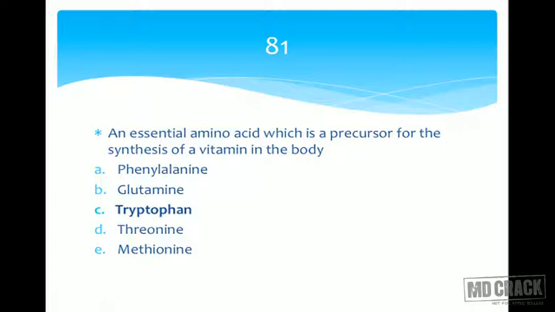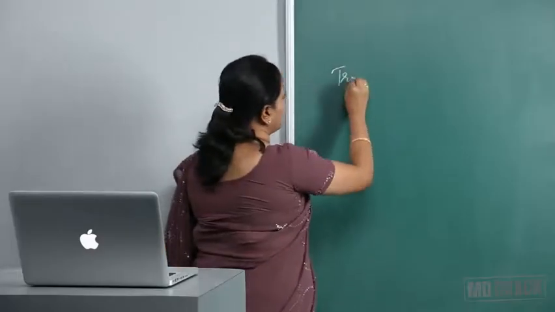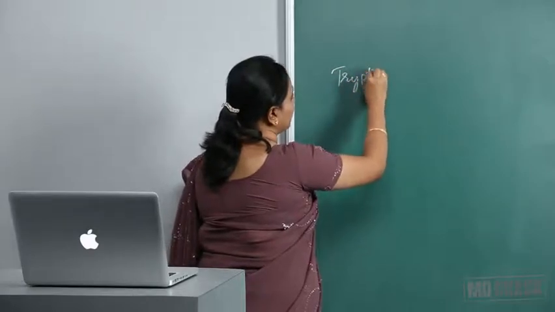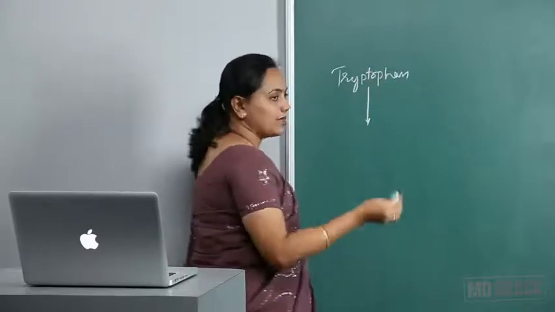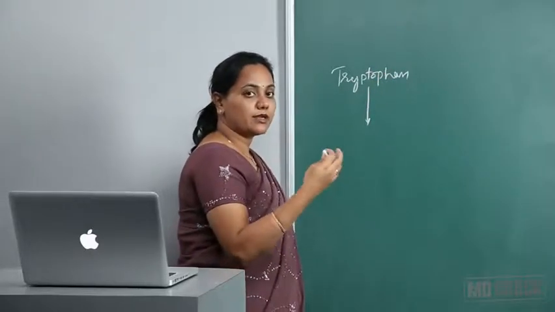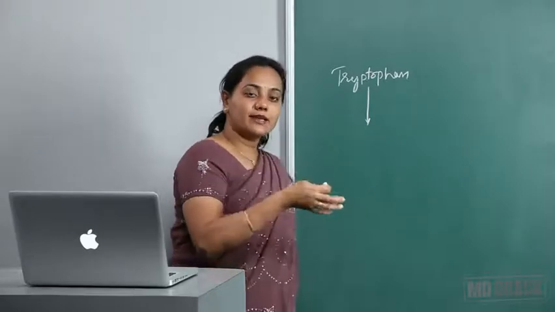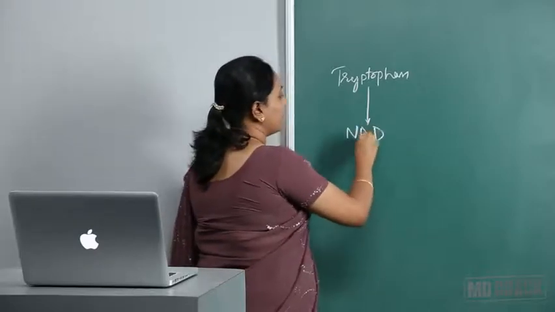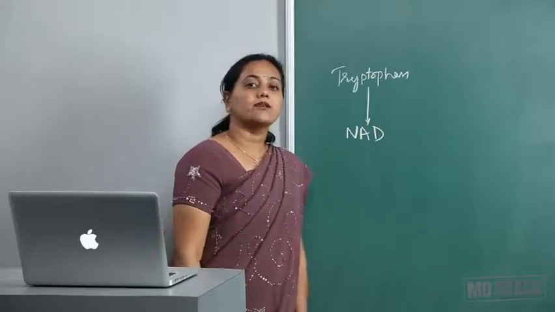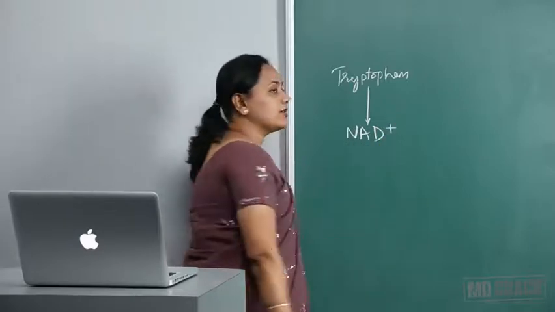The answer is tryptophan. Tryptophan, remember, by the kynurenine pathway is the precursor. It forms kynurenine, then 3-hydroxykynurenine, then 3-hydroxyanthranilate, and so on. And it is a precursor of NAD. Vitamin coenzyme actually, rather than vitamin. It's more the NAD plus that is formed rather than the vitamin.